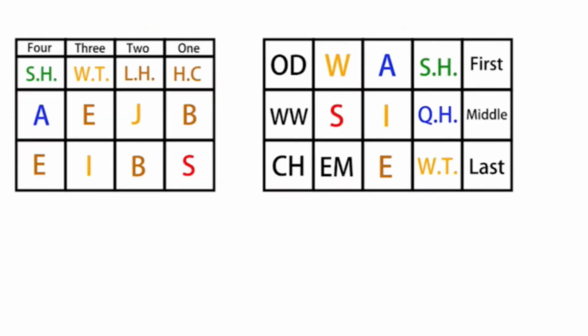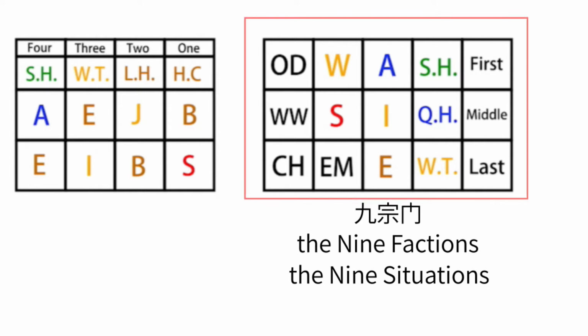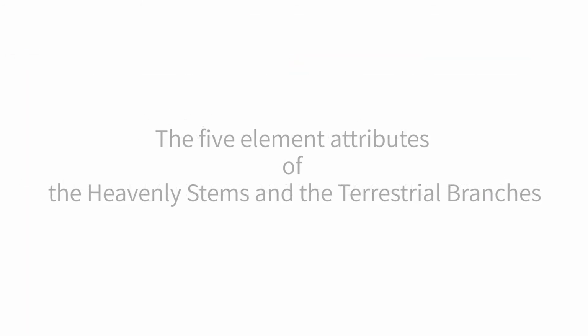The literal translation of the 9 situations should be the 9 fictions, but I think it is more appropriate to translate it into 9 situations, because it represents the combination of different 3 transmissions in each course. In the next few videos, I'm going to talk about why these 9 situations occur and what they represent.